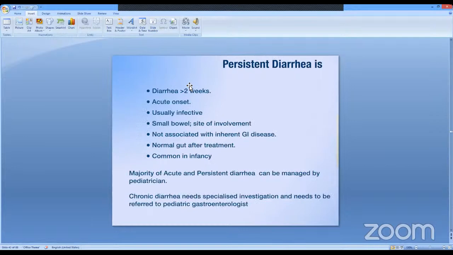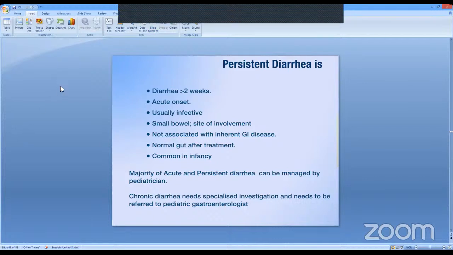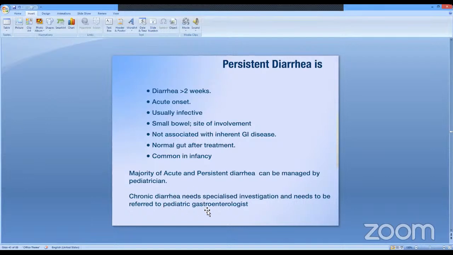Persistent diarrhea: more than 2 weeks, acute onset, usually infective, small bowel is the site of involvement, no associated GI disease, normal gut after treatment, common in infancy, and mostly not associated with malnutrition. Majority of acute and persistent diarrhea can be managed by a pediatrician. But chronic diarrhea needs specialized investigation and needs to be referred to a pediatric gastroenterologist. So this part we must remember. If you get this type of case, early opinion of a pediatric gastroenterologist should be taken. Otherwise, the patient may die or may become more complicated.